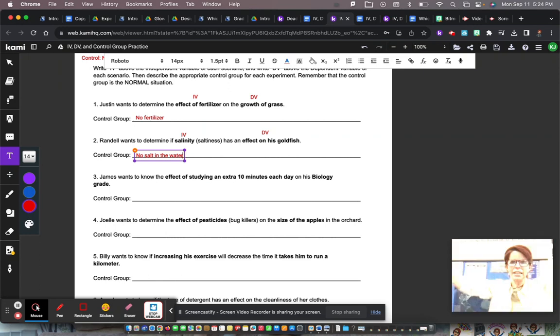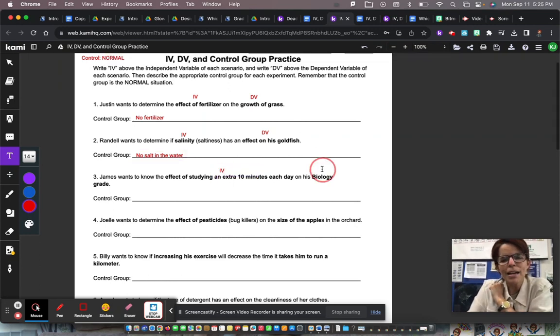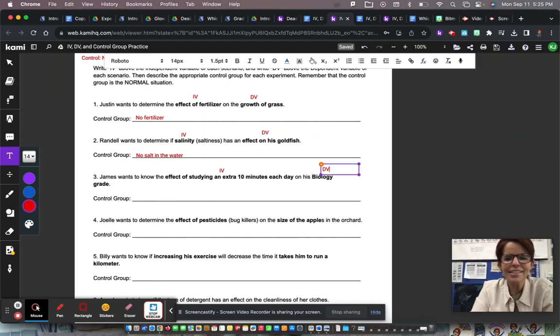Oops, the lights went out on me again. Okay, let's go. James wants to know, I'm on number 3, the effect of studying an extra 10 minutes each day on his biology grade. So these don't have to be super profound experiments that just a scientist does. They're experiments that you and I do all the time. So what is he going to change? He's going to change how much he's studying. He's going to be adding 10 minutes extra each day. So that's his independent variable. And what he's measuring is his biology grade. That's his dependent variable.